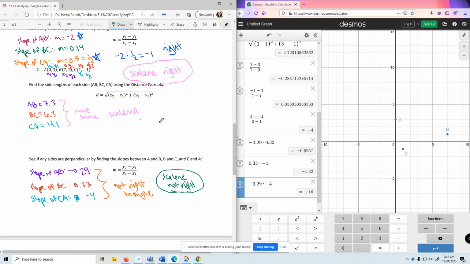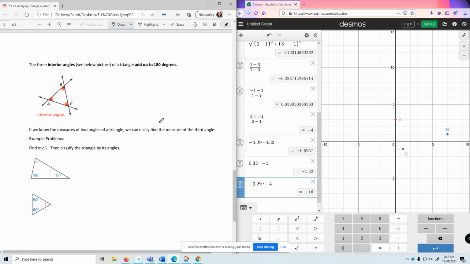The last thing we are going to do for today is a little bit simpler, and it deals with something that we'll pick up with in the next lesson as well. The three interior angles, or inside angles, of a triangle, which are marked here in red, add up to 180. You may have already known that from a previous math class. That means if we know two of the angle measures of a triangle, we can find the third angle measure very easily. So for both of these last two examples, we are going to find the missing angle 1, and then we're going to classify the triangle by its angles.